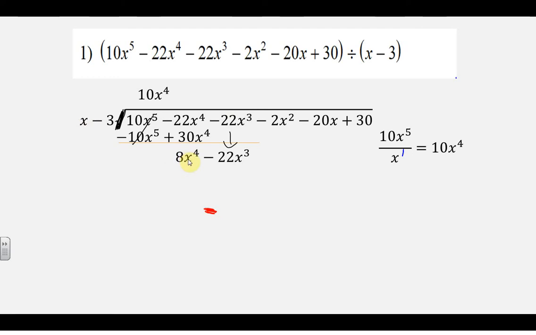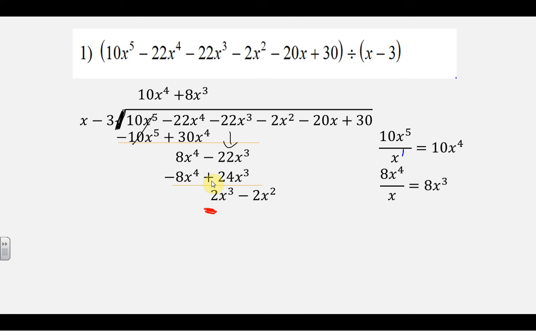So x and 8x to the 4th. 8x to the 4th divided by x is 8x to the 3rd. It's a positive, so we're going to put a plus 8x cubed. Perfect. You go through and multiply and change both those signs. So originally it would be 8x to the 4th minus 24x cubed, but we change both those signs. And then you subtract down and bring on down the next term.